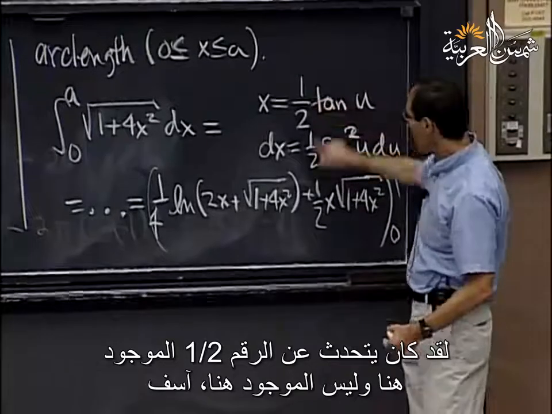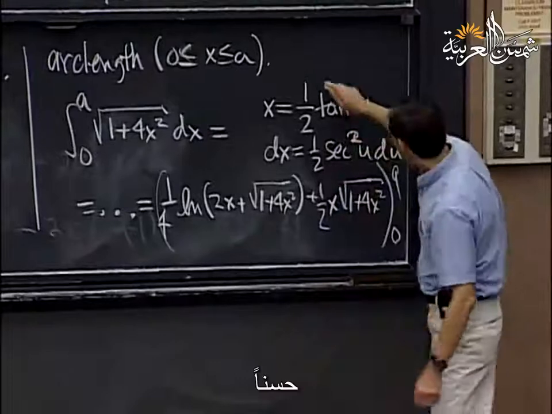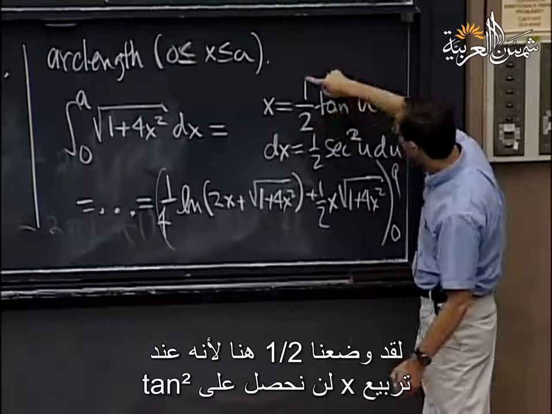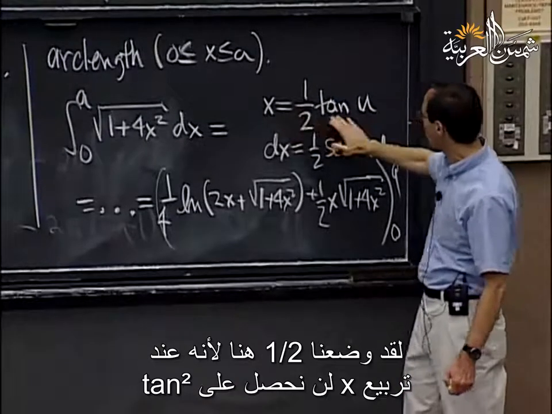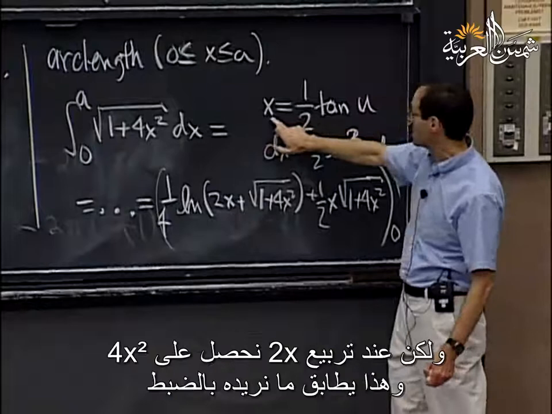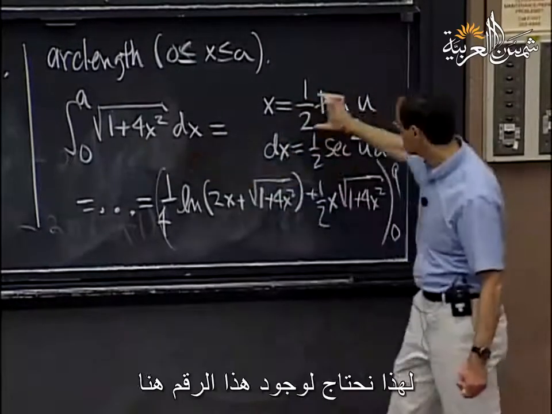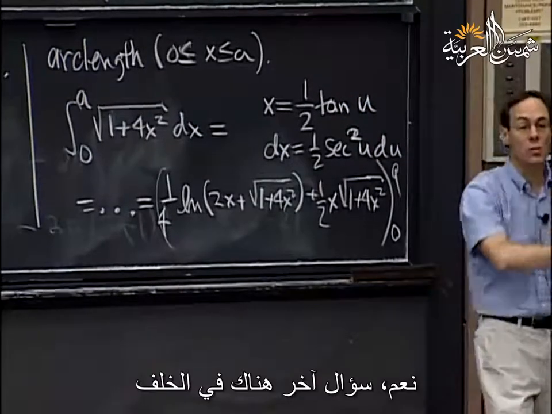Oh, he was talking about this half, not this crazy half here. Sorry, yeah, okay. So sorry about that. Thank you for helping. This factor of a half here comes about because when you square x, you don't get tan squared. When you square 2x, you get 4x squared, and that matches perfectly with this thing. And that's why you need this factor here. All right? Yeah, another question way in the back.